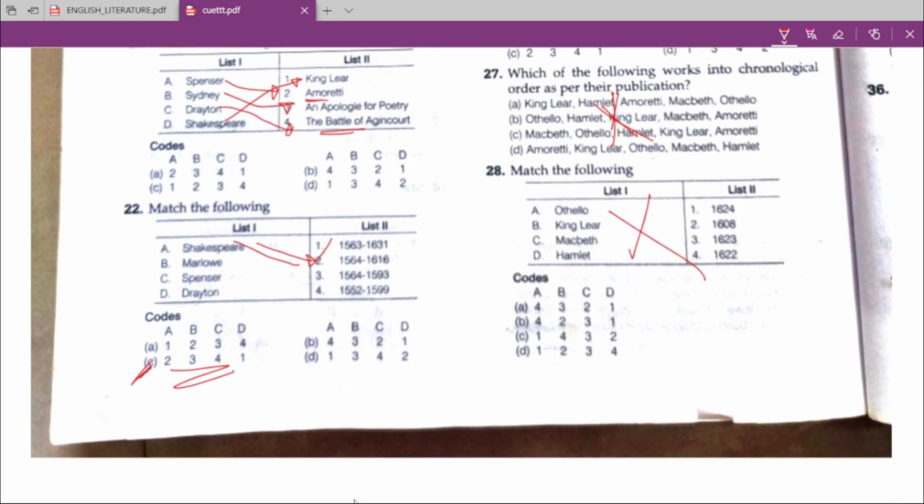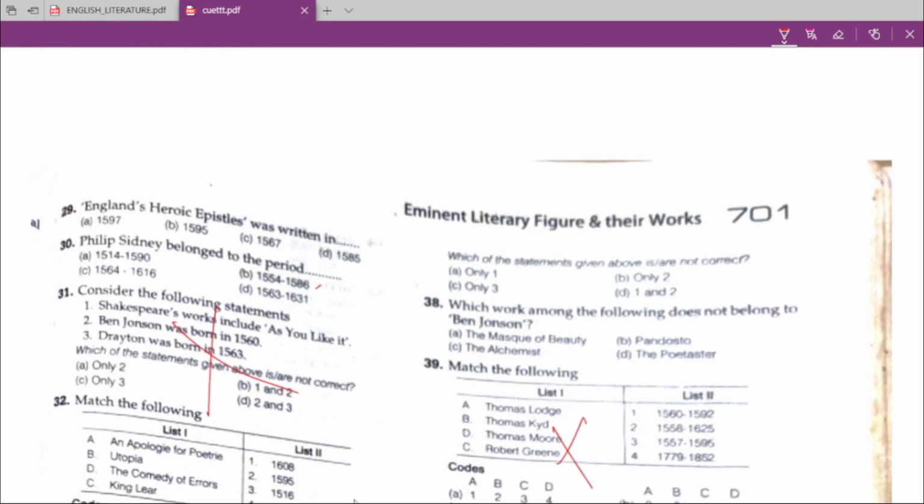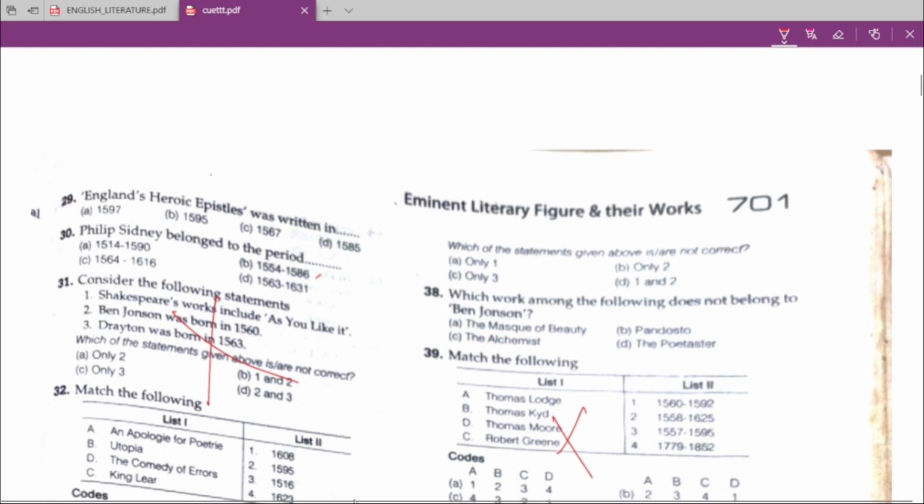27 we don't need, this 28 also. Moving on, because some questions are wrong, options are given wrong. So question number 29. England's Heroic Epistles was written in 1597, 1595, 1560, 1587. So England's Heroic Epistles was written in 1597. 1597 is the right answer.